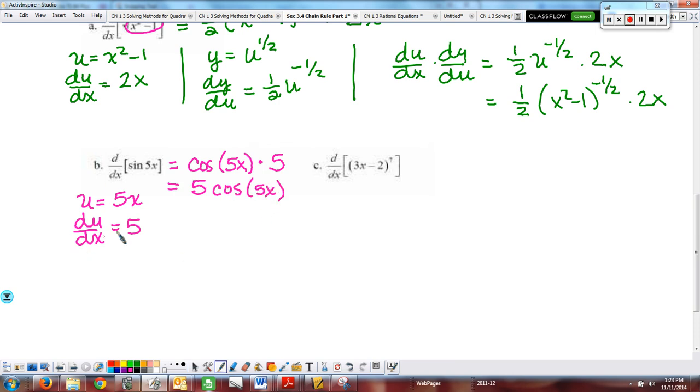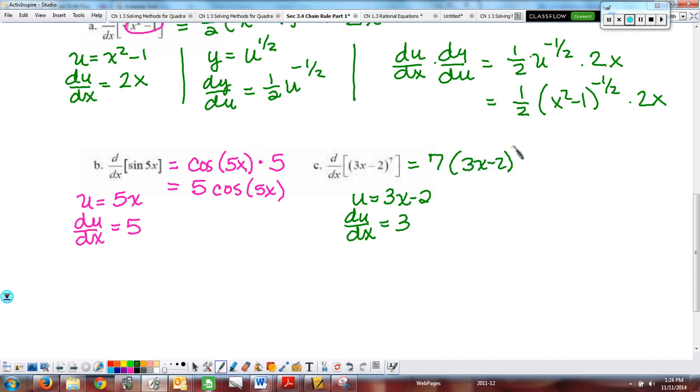Usually the amount of work that I show, instead of showing all of this, is that I do the inside function and then just do the outside function in my head. For example, in this next one, I would say u equals 3x minus 2, du/dx would be 3. So if I want to take the derivative of this, I would think of this as u to the 7th. What's the derivative of u to the 7th?